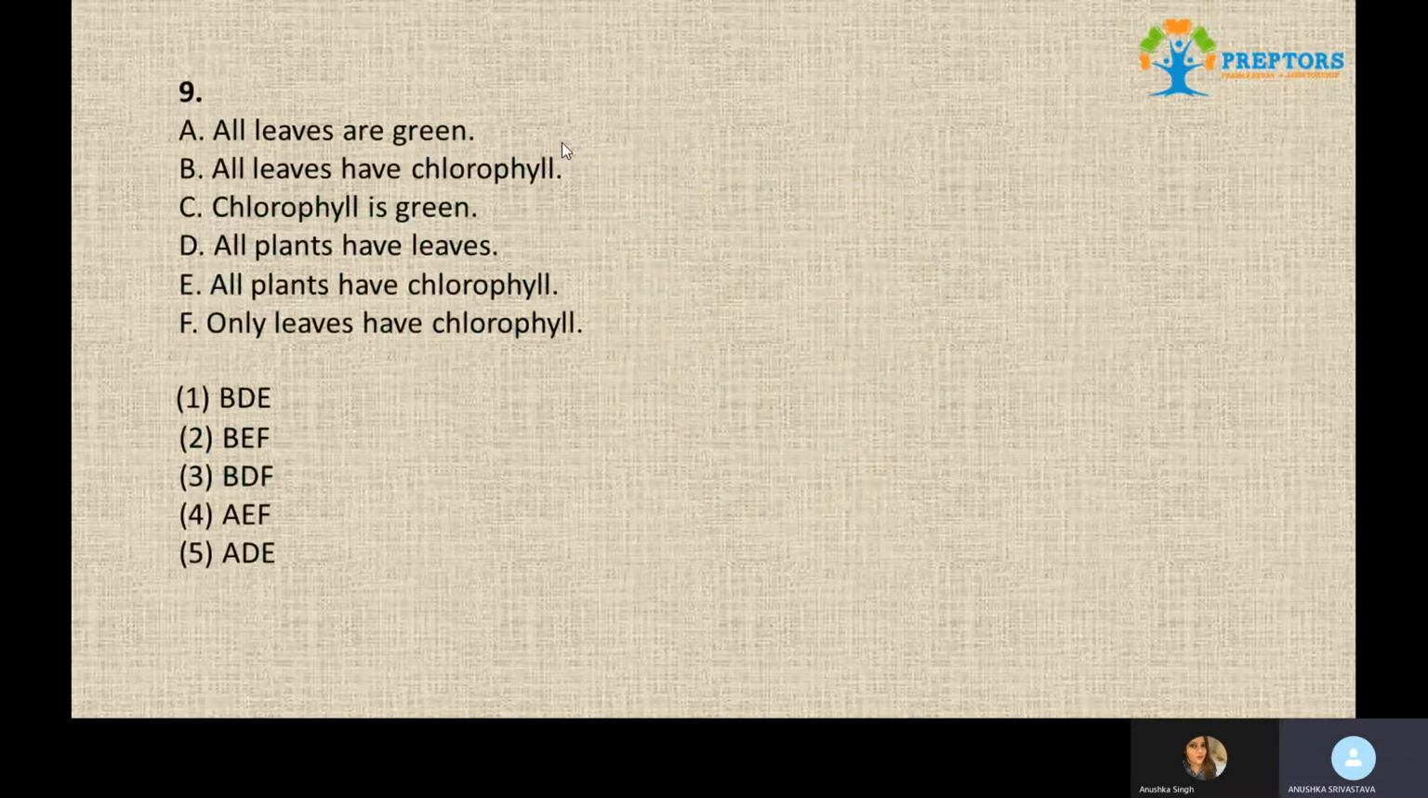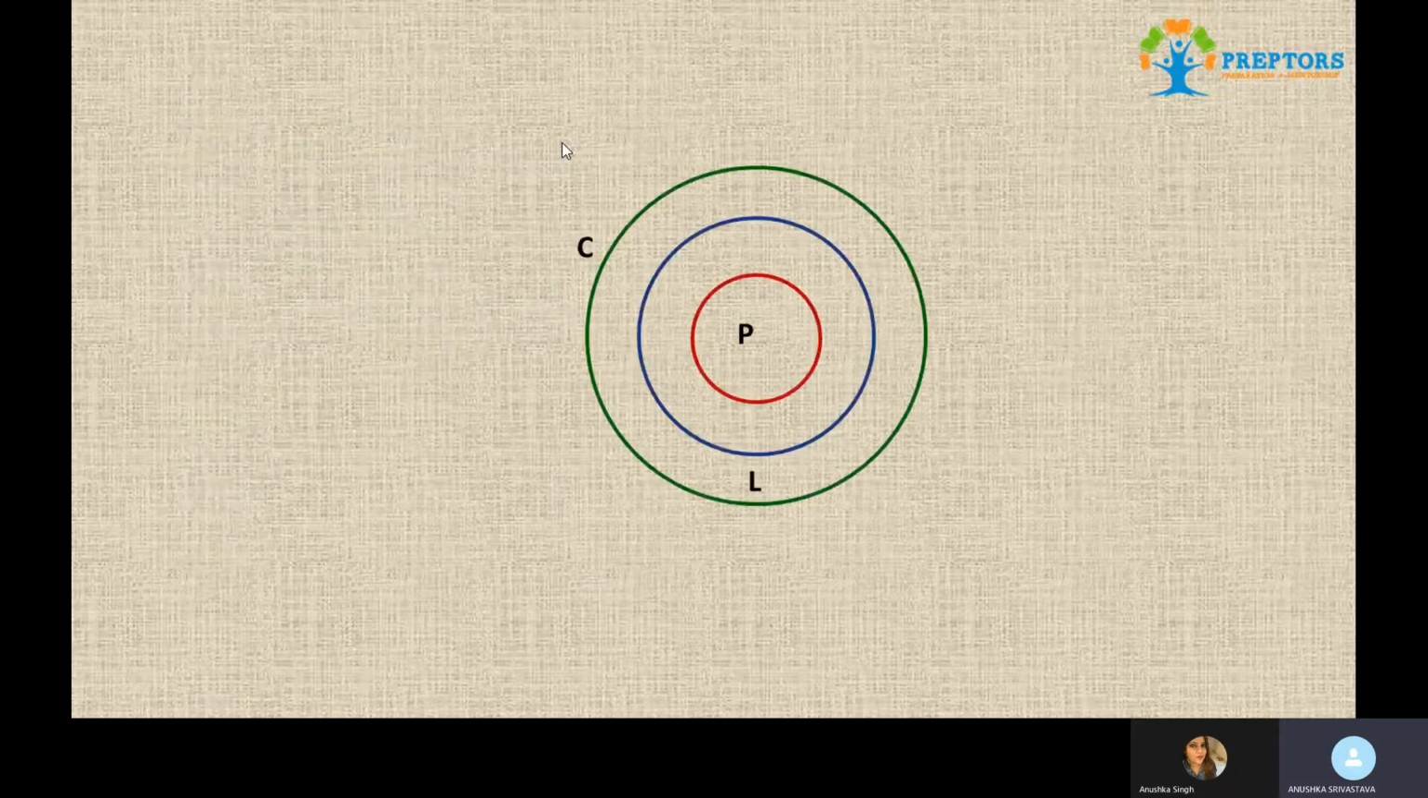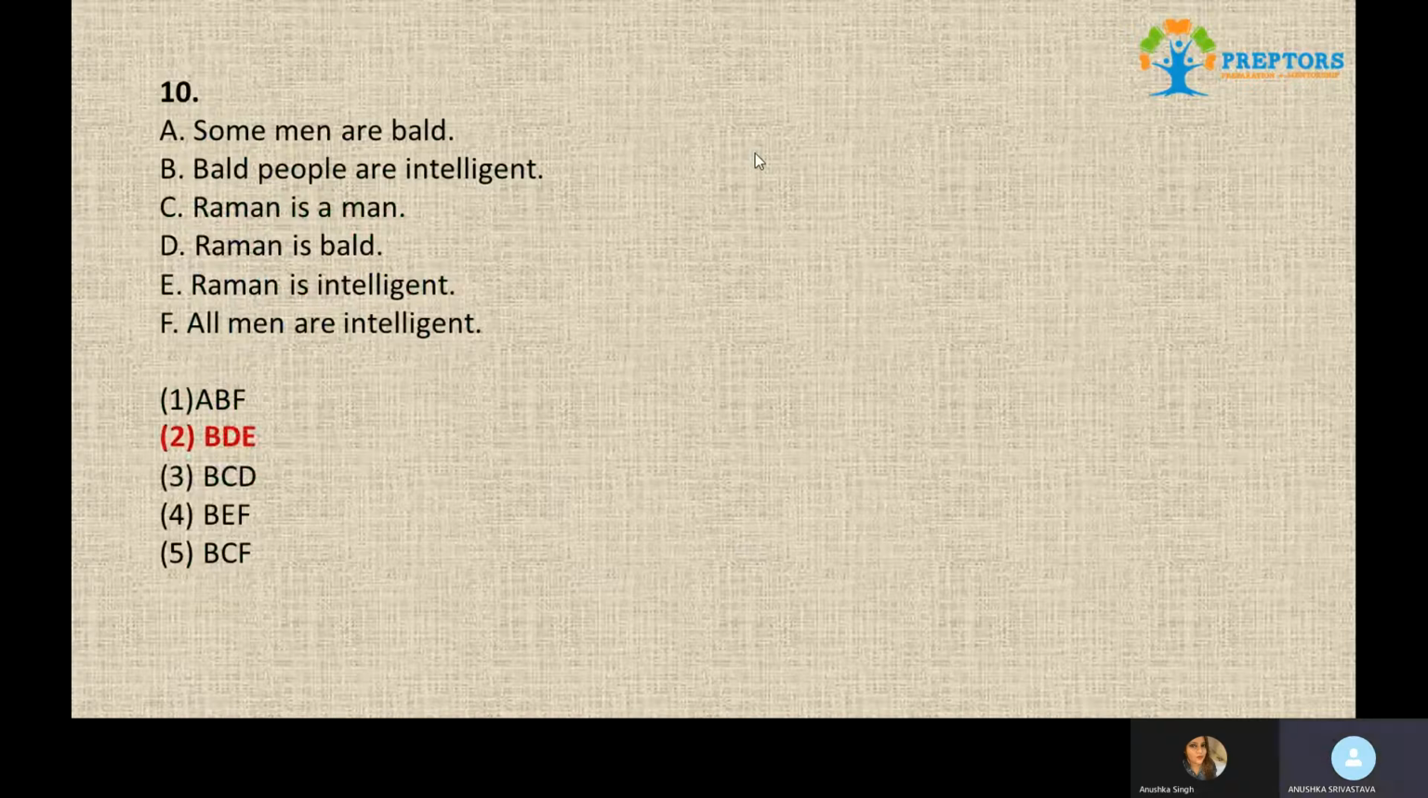Ninth, the answer is BDE. All leaves are green. All leaves have chlorophyll. All plants have leaves. All plants have chlorophyll. Again, all plants have leaves and all leaves have chlorophyll. So all plants have chlorophyll. The last one. The answer is BDE. All bald people are intelligent. Raman is bald. Raman is intelligent.